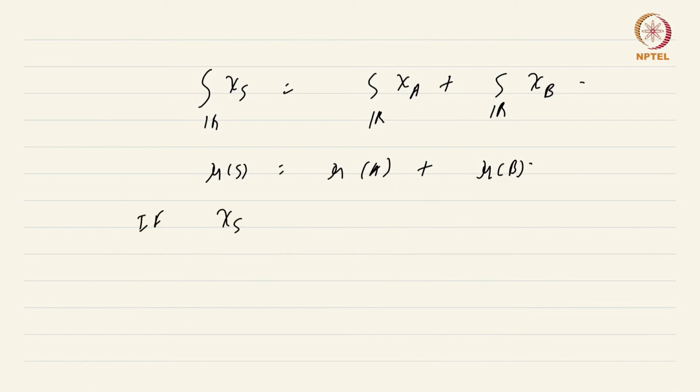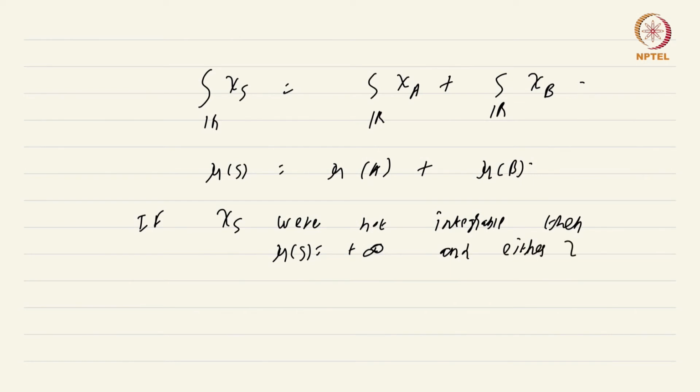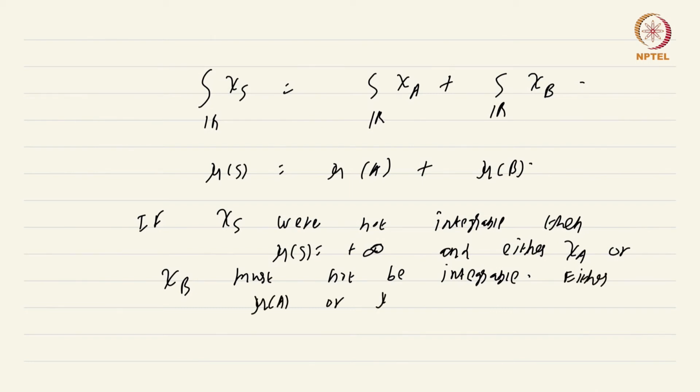Now if chi S were not integrable, then by definition mu of S is infinity, and either chi A or chi B must not be integrable, because if chi A and chi B were both integrable, then chi S would be integrable, because chi S is just chi A plus chi B. Okay, which means either mu of A or mu of B or even both is plus infinity. So additivity holds even in this scenario where one of the sets is not going to have a finite measure. Okay, so we are done with that proof.